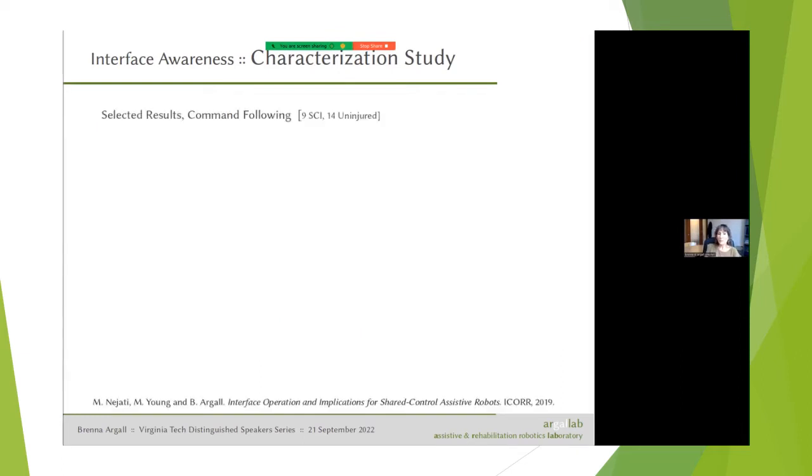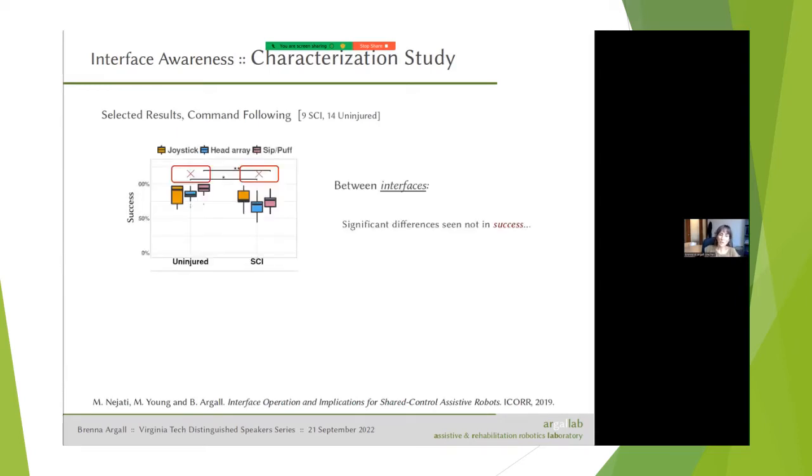Okay, so some selected results from our command following task. The first is that when we looked at task success, we did not see differences between the 3 interfaces. We had uninjured participants and spinal cord injured participants across the 3 interfaces, and we didn't see a difference in task success. We did, however, see a statistically significant difference in response time.